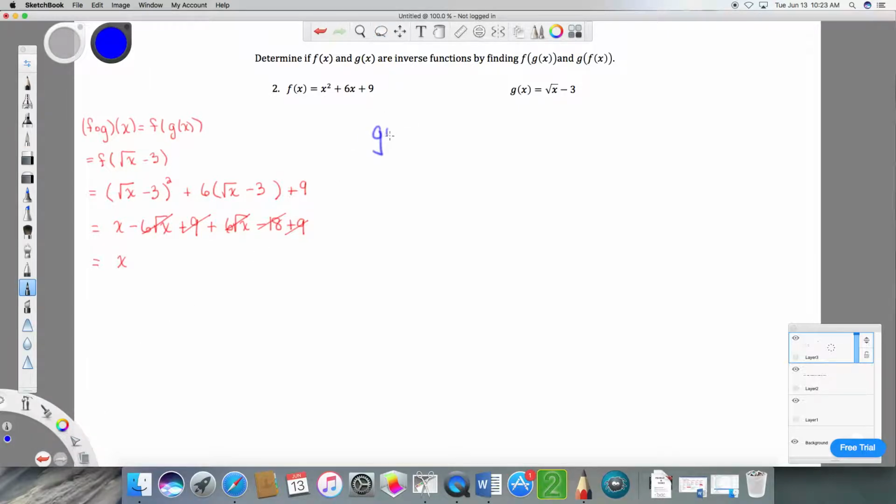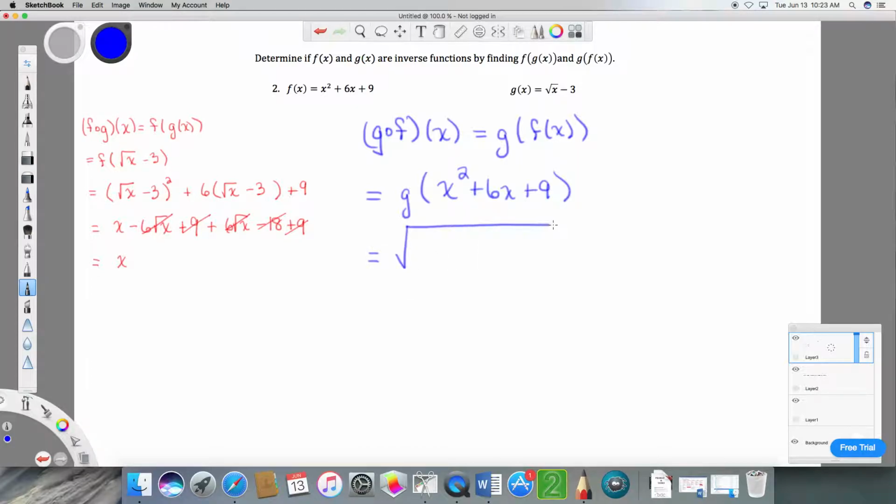So let's find g composed with f. So f of x is this quadratic function, x squared plus 6x plus 9. That's going to be the input for g. Well, what does g always do to the input? It always takes the square root of the input and then subtracts 3. So if we factor x squared plus 6x plus 9, we'll see that it's a perfect square.